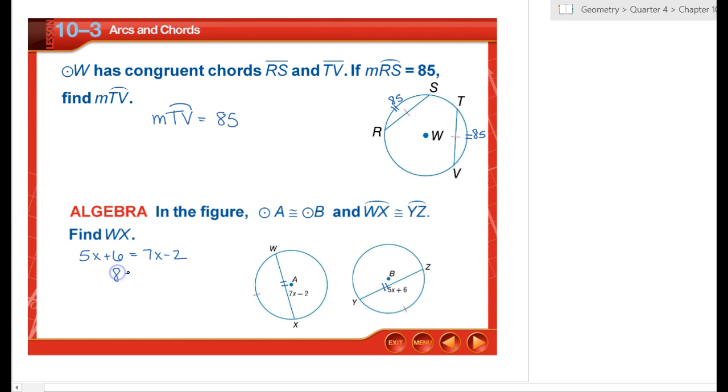So we have 8 equals 2x. So x is 4. When I plug in to find WX, 7 times 4 minus 2, I get 26.